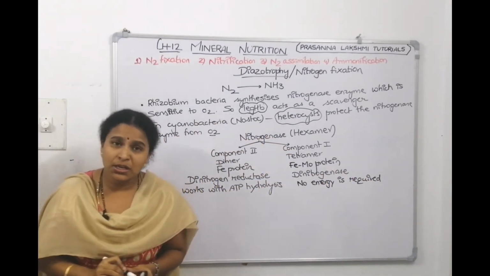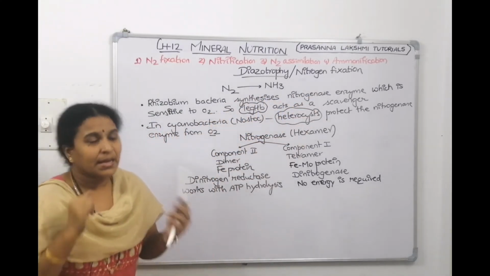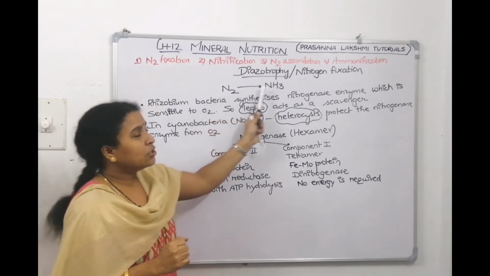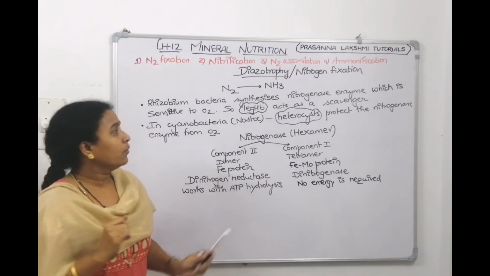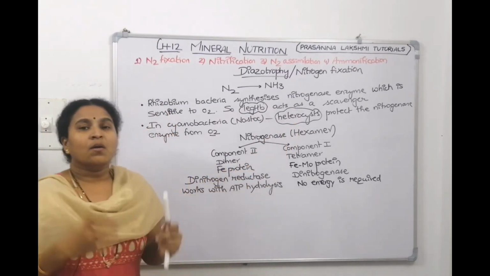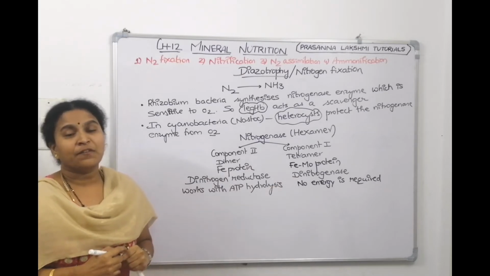Understood? Or any doubt still here? We were telling diazotrophy means nitrogen fixation. What is nitrogen fixation? Conversion of nitrogen to ammonia, reduction of nitrogen to ammonia. Who will do it? The nitrogenase enzyme will do it. What is nitrogenase? Made up of 2 components. What equation will it do?